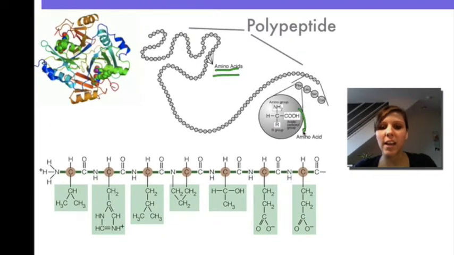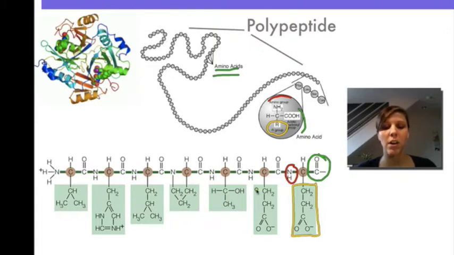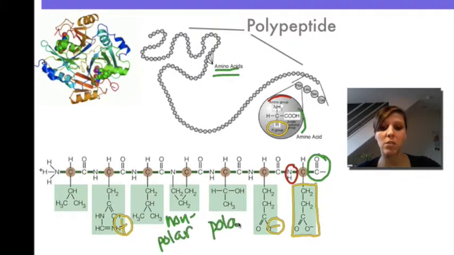So each amino acid has a carboxyl group, which is right here. They also have an amino group, which is right here. And then lastly, they have a variable group, which we call the R group, which would be the different parts along the bottom, which you see here. So some of the amino acids, because of their different variable parts, some are negative in charge, some are positive in charge, and then others can be non-polar, meaning they don't like water, and some are polar, meaning they do like water.